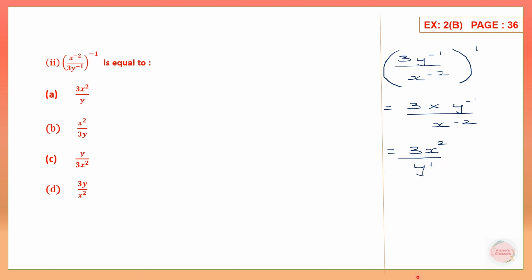So let me write this as the final answer, that is 3x to the power of 2 by y. And which option is that? 3x to the power of 2 by y is option A. So option A is our answer.